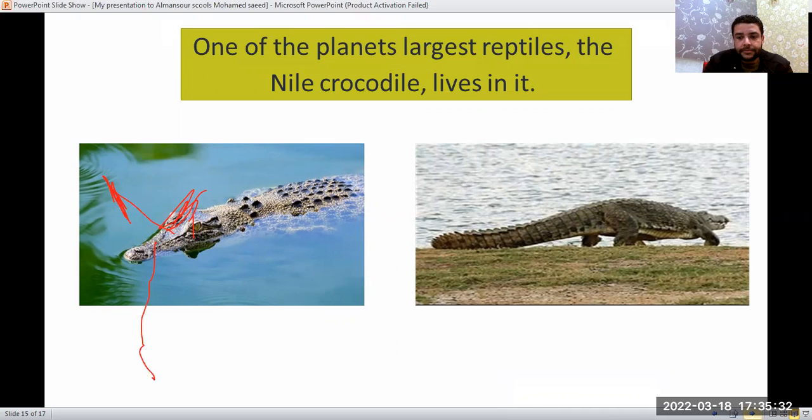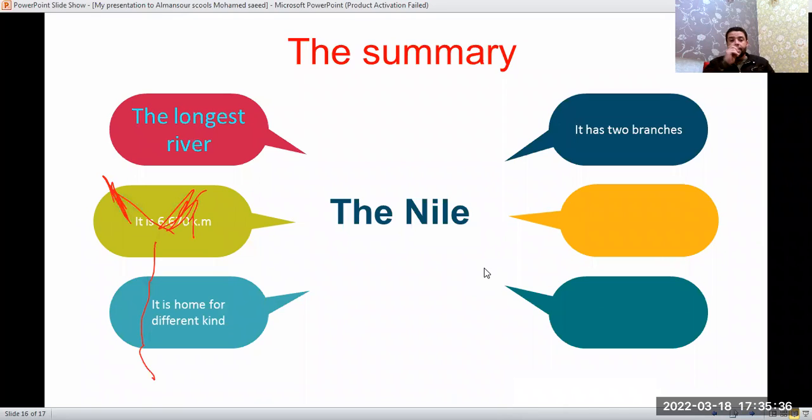And the summary is about the Nile. The Nile is the longest river in the world. It has 6,670 kilometers. It's home for different kinds like fish, birds, and turtles. It has two branches, Rashid and Damietta, and all of them pour into the Mediterranean Sea. And that's all I have today.